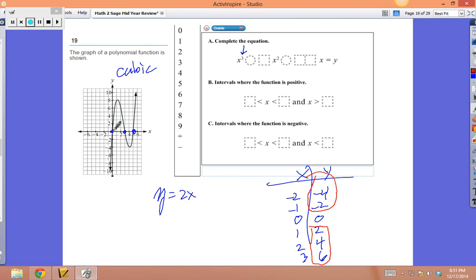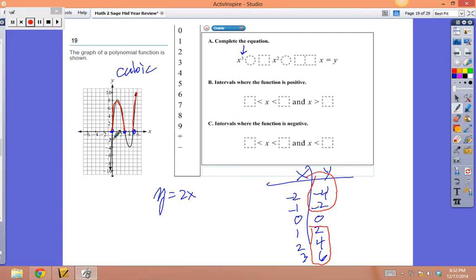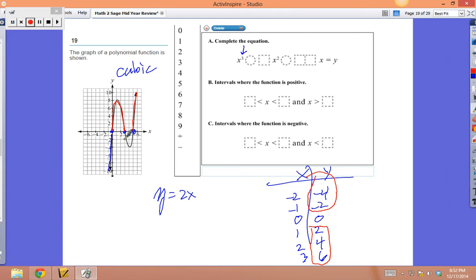So it's positive anytime your graph is above 0. So the red ones are when it's positive, and the blue parts of the graph are when it's negative, when it's below 0, when it's underneath 0. So let's do when it's negative. It is negative, and this line goes forever. So it's going to be negative all the way from negative infinity to 0. So anytime x is less than 0, that's when it's going to be negative.